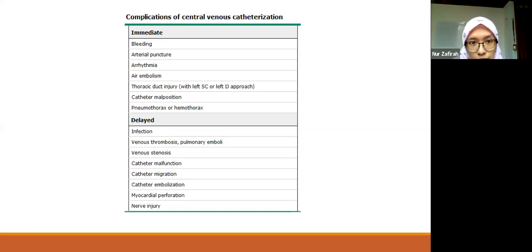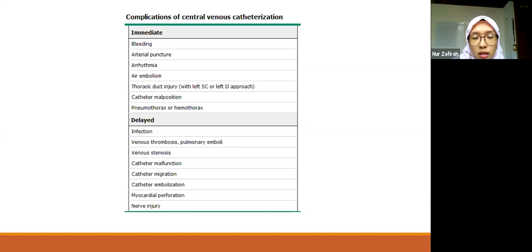Next is thoracic duct injury, especially if we do it at the left subclavian or the left internal jugular approach. That's why we prefer to do it on the right side. Then the catheter tip position: supposedly it should be at the superior vena cava, however we advance it more into the right atrium, which is not good. Lastly for the immediate complications is pneumothorax or hemothorax, especially for the subclavian vein approach.